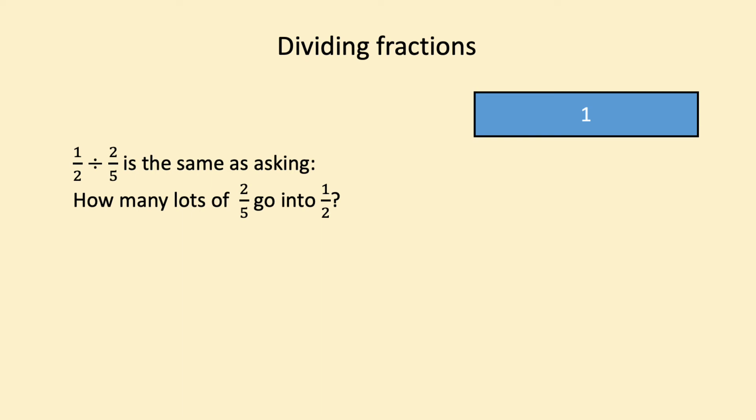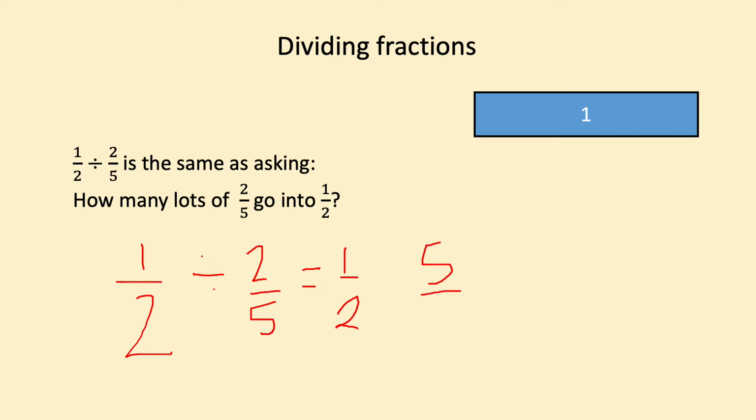Next one, we've got 1/2 divided by 2/5. Well, dividing by 2/5, so I'll keep 1/2 the same. Flip this second one, so I get 5/2, so it's the reciprocal of 2/5. Change it to a times. 1 times 5 is 5, and 2 times 2 is 4. So the answer is going to be 5/4 or 1 1/4.